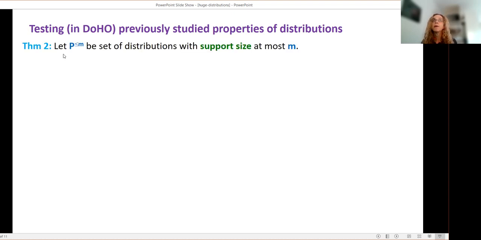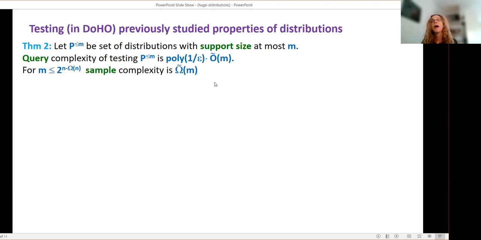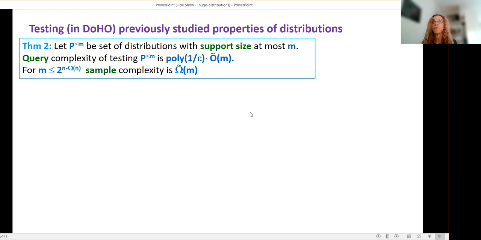So the next theorem talks about distributions with support size at most m. I denote that as p sub less than or equal to m. And what we show is that the query complexity of testing this property is roughly order m times poly 1 over epsilon. And we also show that this is fairly tight in terms of the dependence on m, since the sample complexity, which is of course a lower bound on the query complexity, is omega of m.